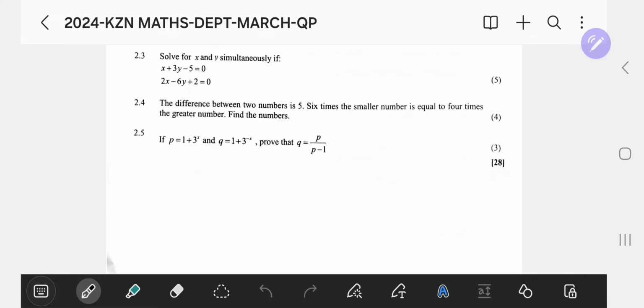Question 2.4 is quite interesting as it requires you to create your own equations. It says the difference between two numbers is 5. 6 times the smaller number is equal to 4 times the greater number. Find the numbers. So we're working with two different numbers, and you could use any two letters to represent them. I would go with x and y. But one of them is the smaller number and the other is the bigger number.